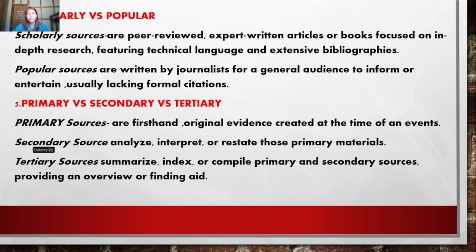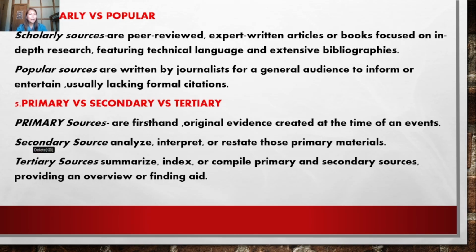Let's go now to the fourth, scholarly versus popular. Scholarly sources are peer-reviewed, expert-written articles or books focused on deep research, featuring technical language and extensive bibliographies. Examples of scholarly sources are academic journals, such as the Journal of Applied Psychology, and university press books. Next are popular sources, written by journalists for a general audience to inform or entertain, usually lacking formal citations. Examples of popular sources are magazines and newspapers.